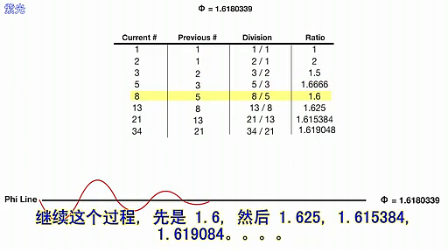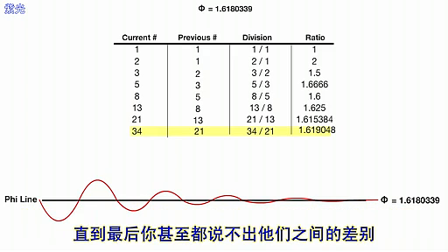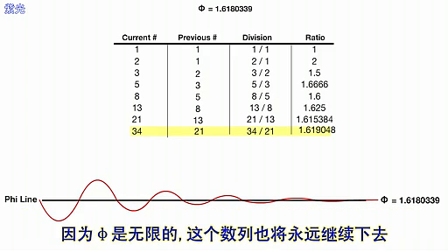Continuing with that, it's 1.6, and then 1.625, 1.615384, 1.619048, and so on. It continually oscillates over and under the Phi ratio, never quite making it there, but continuing on closer and closer every time, until eventually you can't even tell a difference. Because Phi is an infinite number, this sequence will go on forever.